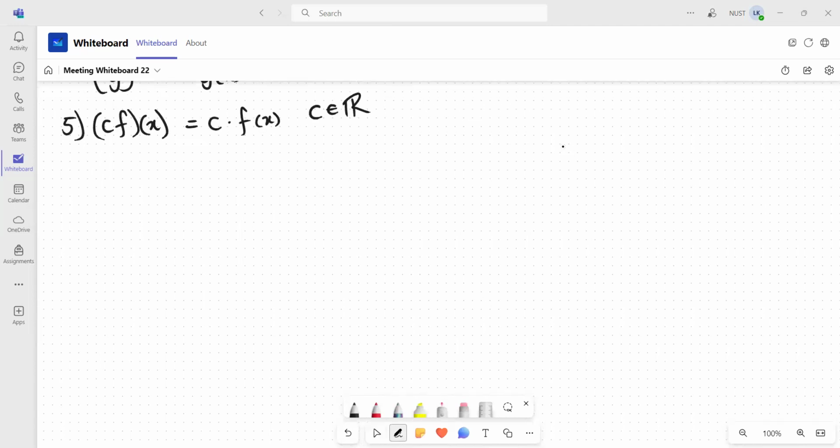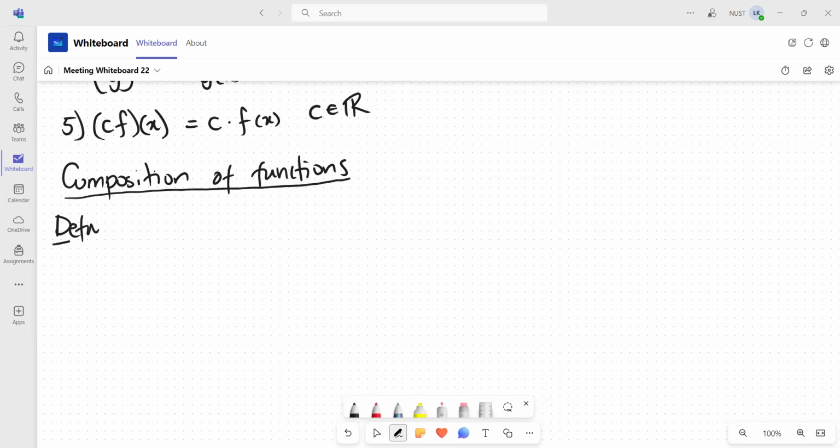Then another operation that can be done with functions is what we call the composition of functions. With composition of functions, basically one function is the input of another function. So instead of inputting a number like 1 or 5 or even just x, you input a whole function into another function, and then the procedure is done in pretty much the same way. So we have a definition here.